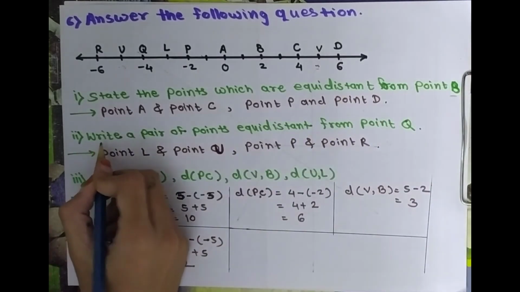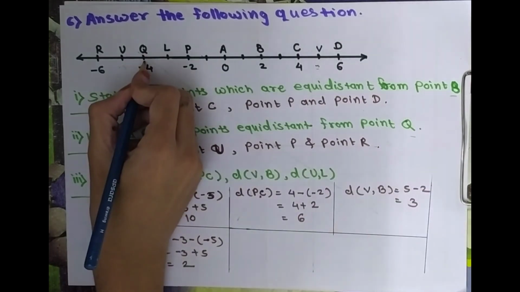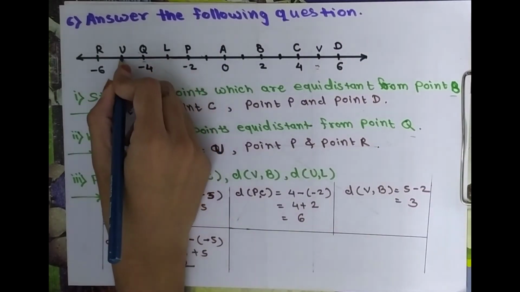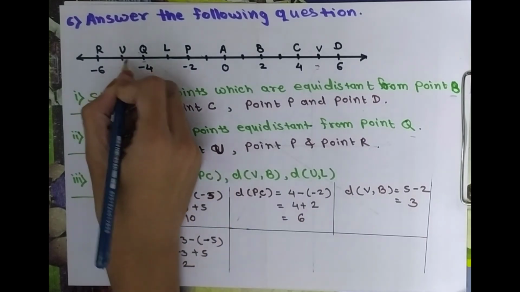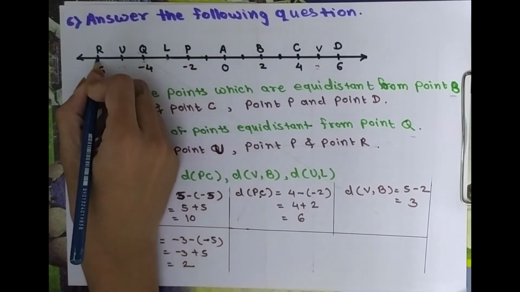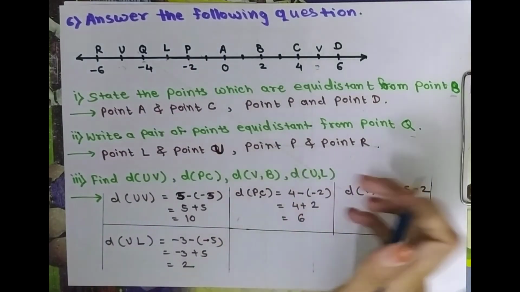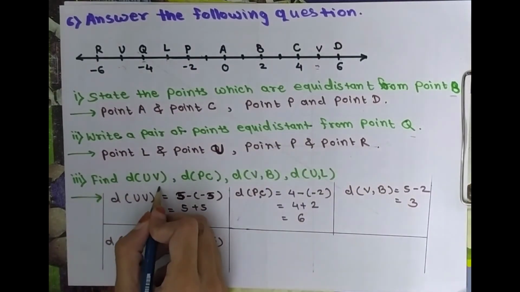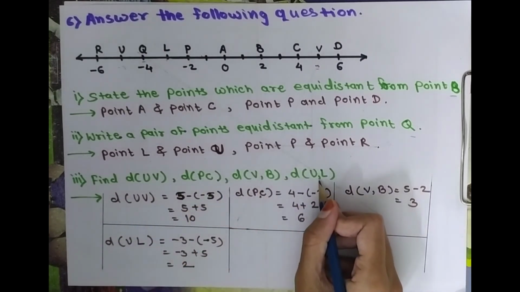Next is write a pair of points equidistant from point Q. Now look, from point Q, U and L. So write point L and point U. These two are equidistant. Next is point R and point P. These two are equidistant from point Q. Next is find distance UV, distance PC, distance VB and distance UL.